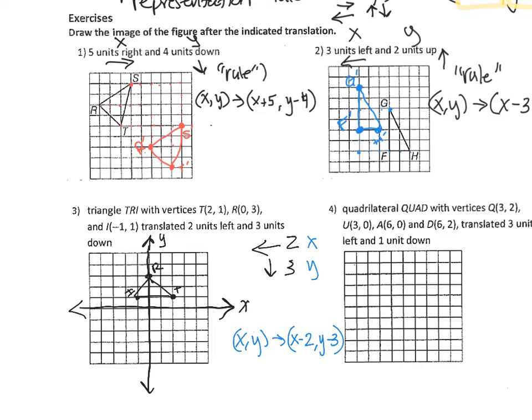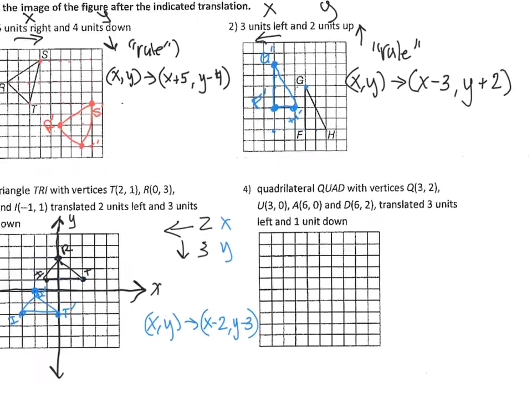So then we can translate it. We can start at one point at a time. I'll start with R. So I can go to the left 2 spaces and down 1, 2, 3 spaces. So that's going to be R prime. T to the left 2 spaces and down 3 spaces. It's T prime, and the last one I to the left 1, 2, and down 1, 2, 3. And you're done.